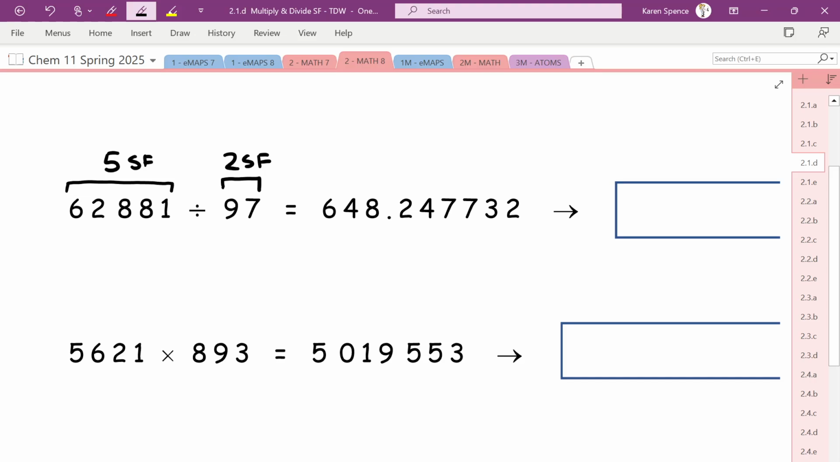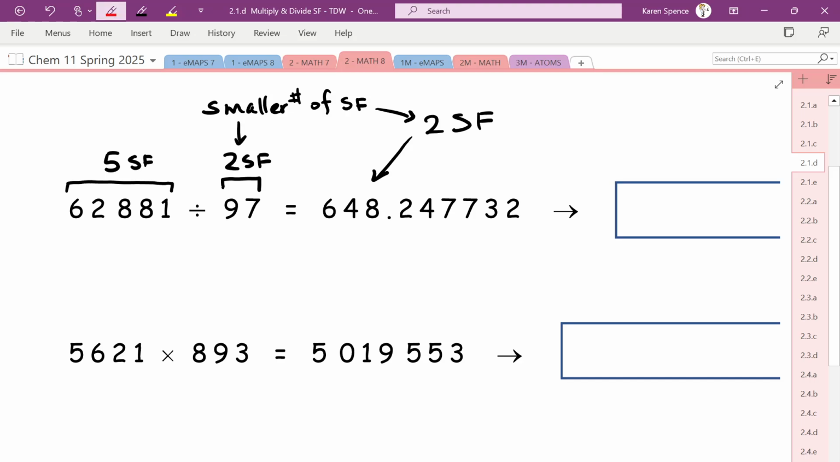Does it make sense for my answer, which came from 2 sig figs, to have more precision than that? No. And that's the reason why we round to the smaller number of sig figs. So we look at this and we say, this is the smaller number of sig figs. All right. And that means that over here, we're going to round this to 2 sig figs.